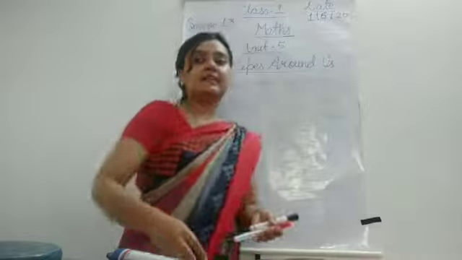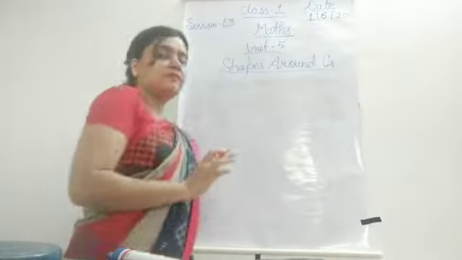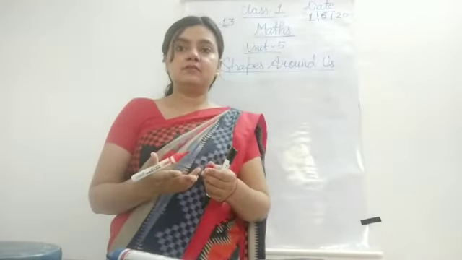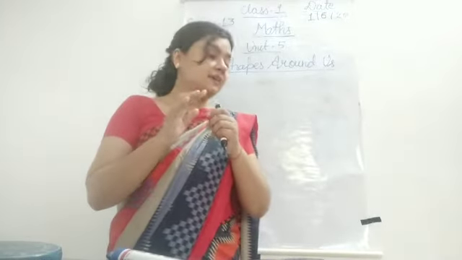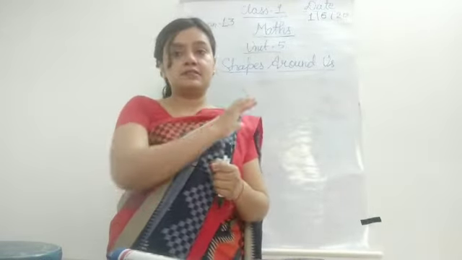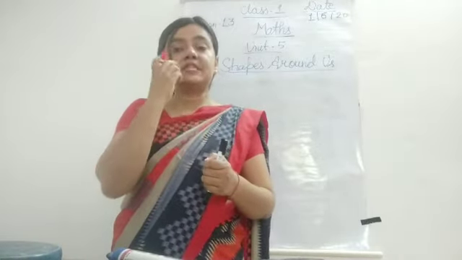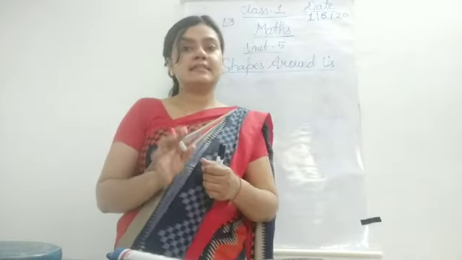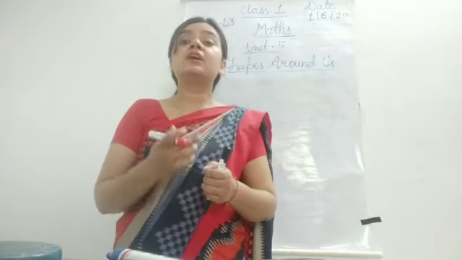There are two types of lines: straight lines and curved lines. We have already done straight lines. In straight lines, we read three types: first is the sleeping line, second is the standing line, and third is the slanting line. Now we will do curved lines.